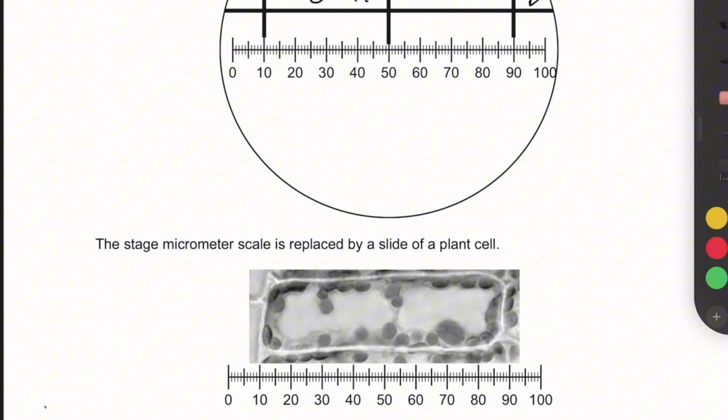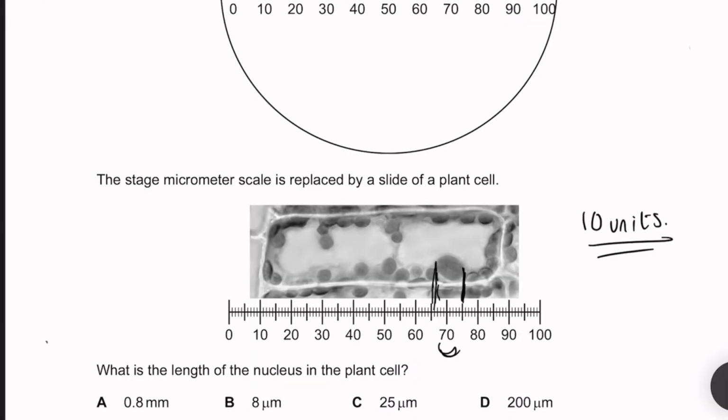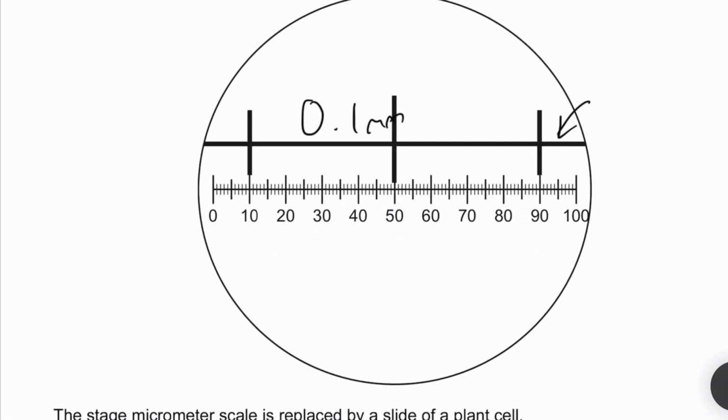Okay, so our goal here is to find the length of the nucleus. So let's see how many divisions this is. It's approximately from 65 until 75. So it's from 65 to 75, that's 10 units, right? So we need to find how long the units are in order for us to find the length of the nucleus. And so here we have the stage micrometer for this.